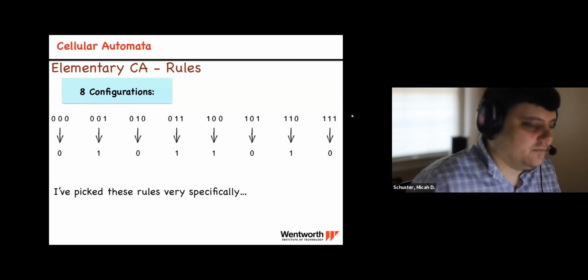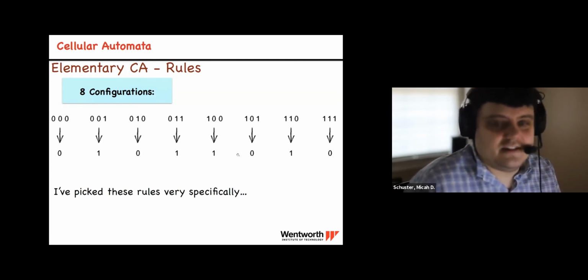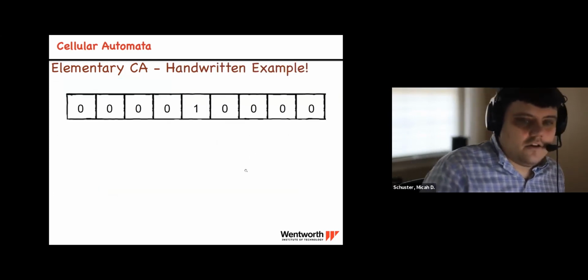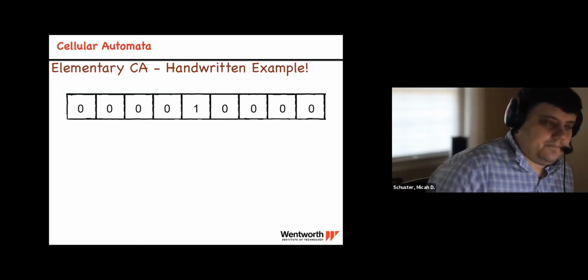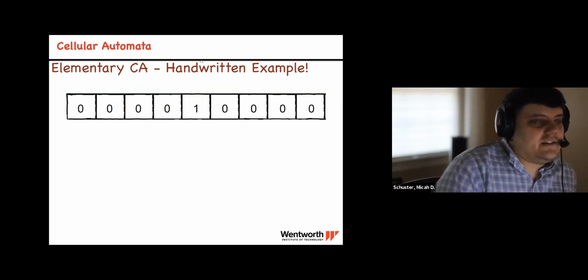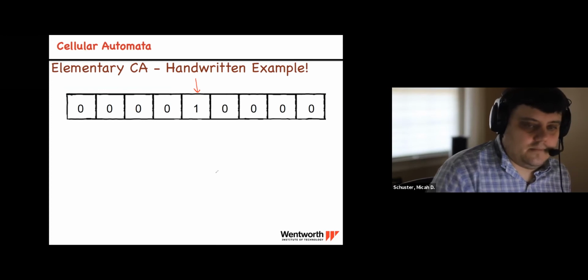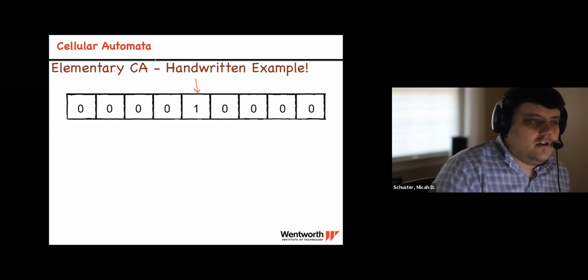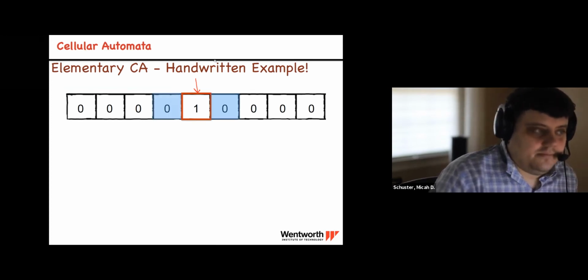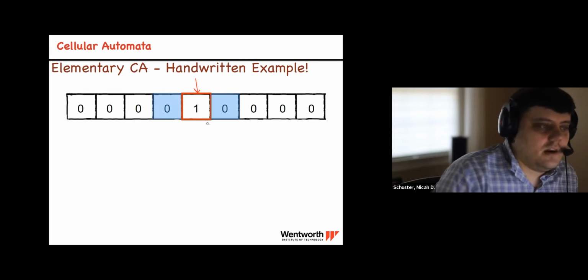So I have picked these rules very specifically. So I'm going to do a quick handwritten example. Let's say we start with all 0s on the left, all 0s on the right, and a 1 in the middle. So if we start with the middle, then we have a 0, 1, 0.